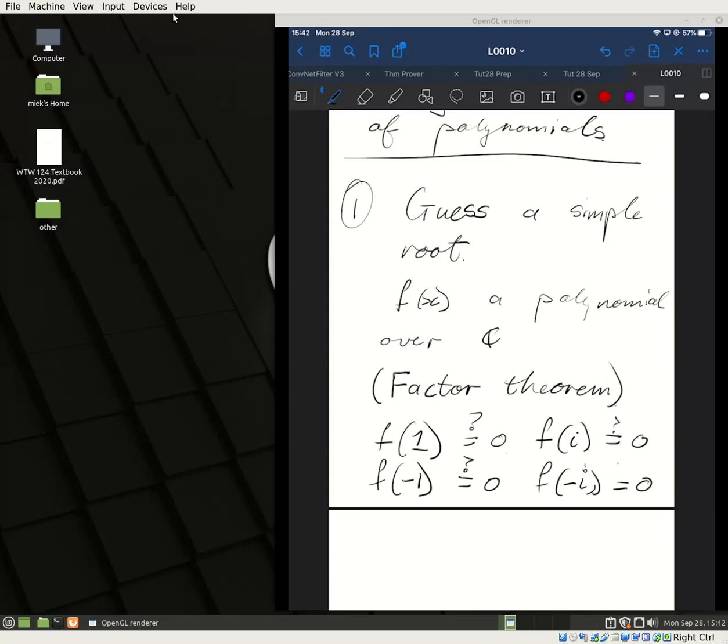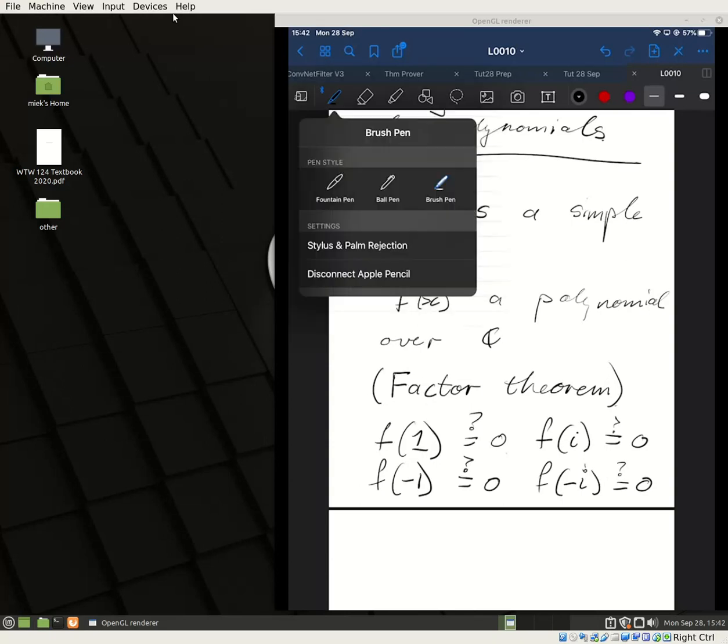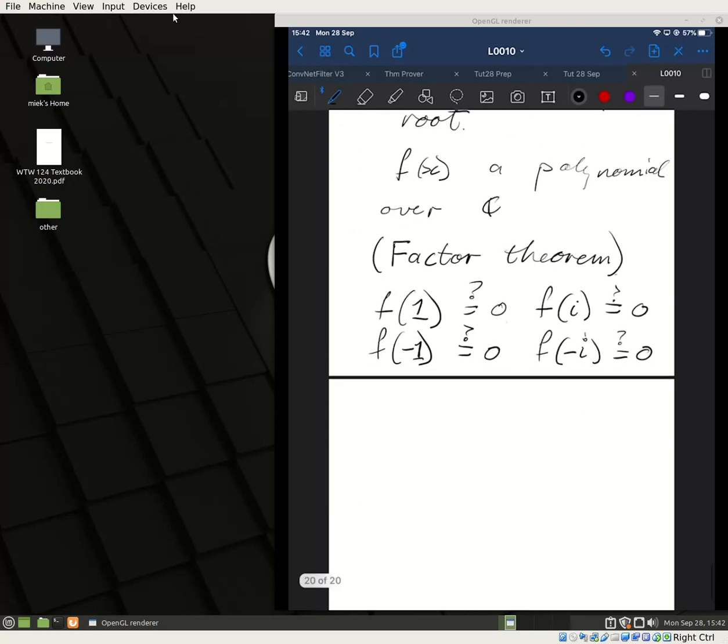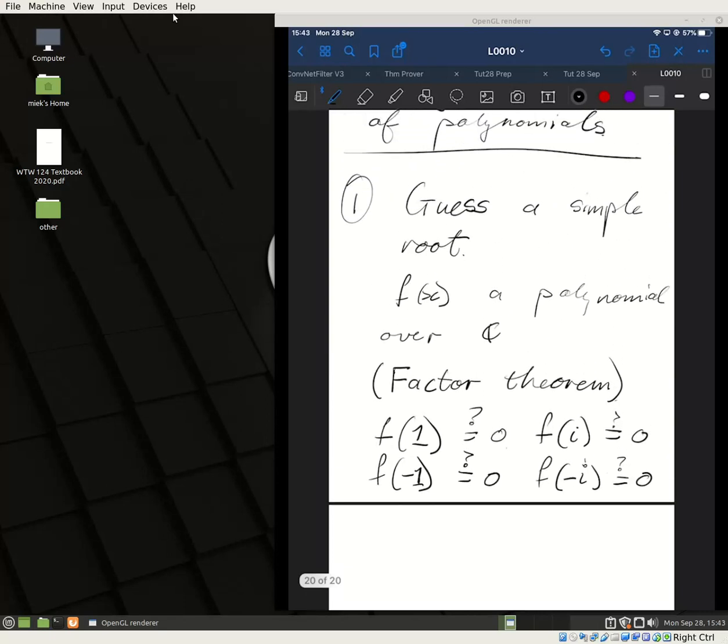Etc, etc. So by guessing just a couple of numbers, it could happen that if we substitute one of these numbers into f, we get 0. And by the factor theorem, if we get 0, then we immediately have a factor of our polynomial. We can apply long division and then repeat the process. So this is our first strategy, to just guess a root of our polynomial.